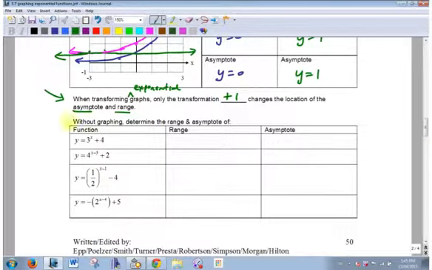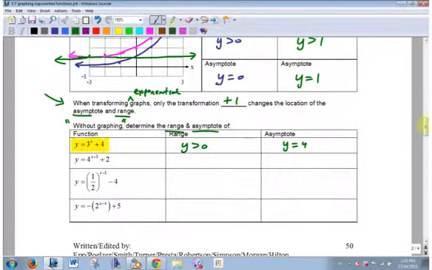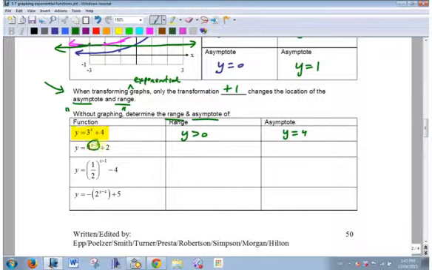Speaking of which, without graphing, what's the new range and the asymptote of that guy, do you think? What's the 4 going to do? Everything's up by 4. So my asymptote is not going to be y is 0, it's going to be y is 4. So that means it's everything above 4. But again, quickly you could plot that to see. Is this going to change the range and the asymptote? No. But the plus 2 will. Oh, why did I write that? It's greater than 4.